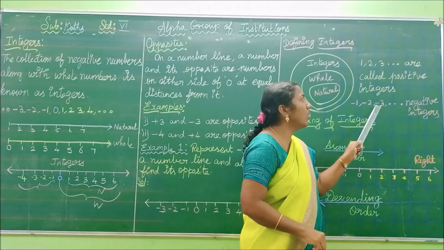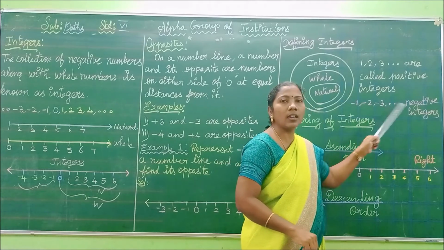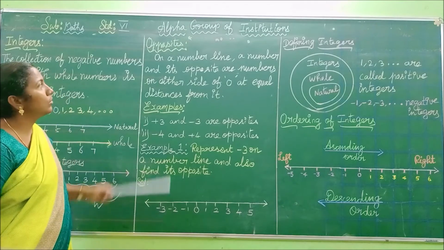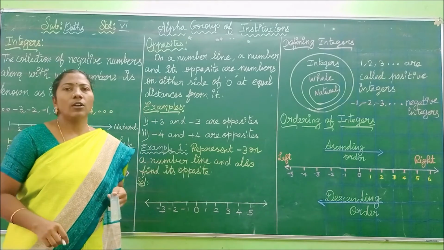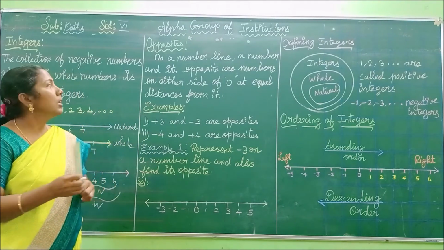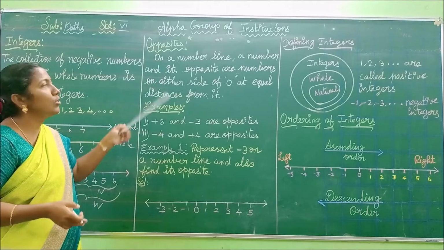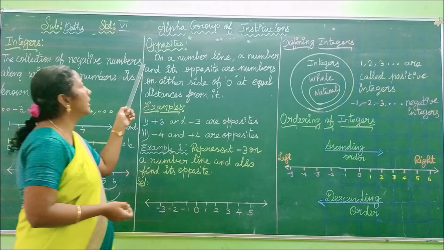Minus 1, minus 2, minus 3 are called negative integers. Do you understand? Okay. Next we are going to see the concept of opposites. What is meant by opposite? See here. As in the subject language and English, here also we have the opposite. Okay, let us read the definition.